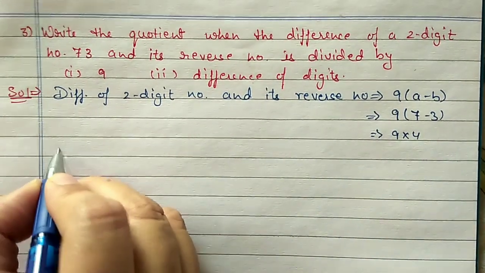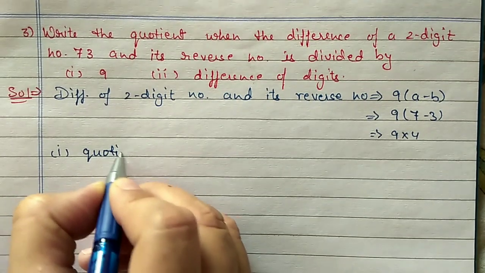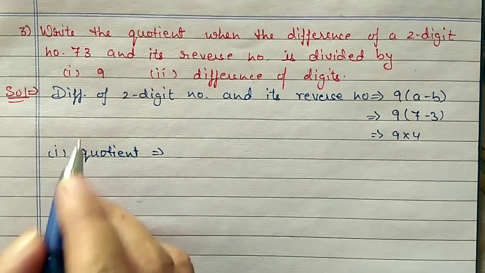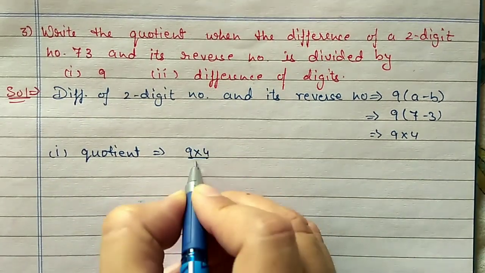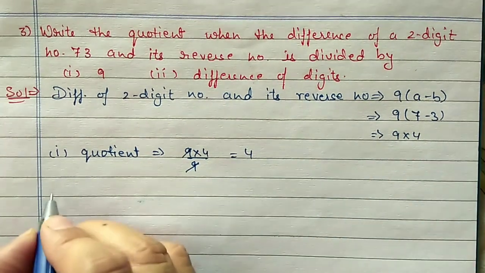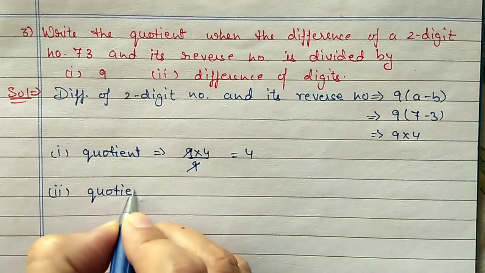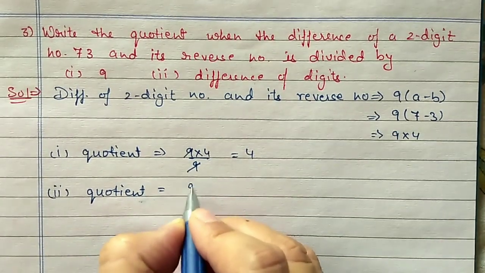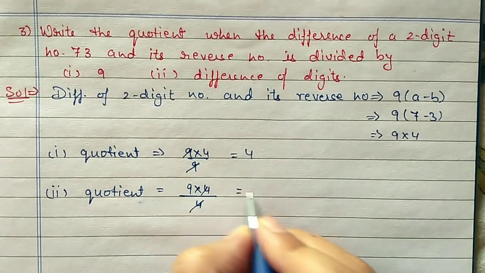So now we can check here. First case, when we divide it by 9, in that case 9 into 4 divided by 9, the answer we will get here is 4, the difference of the digits. Second case, when we divide it by the difference of the digits, in that case 9 into 4, if we divide by 4, then the answer will be 9.